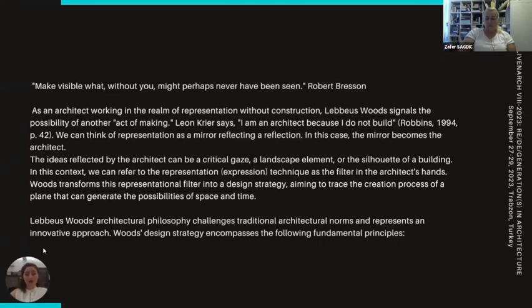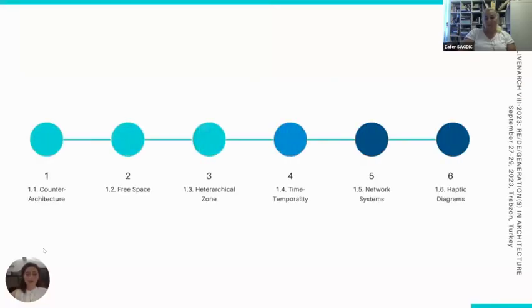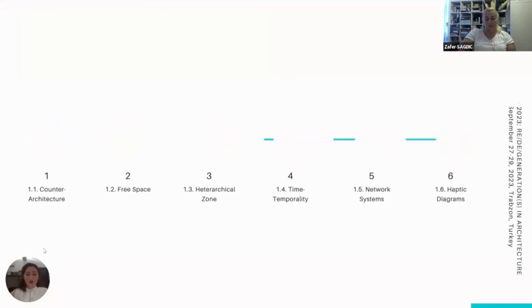Lebbeus' architectural philosophy challenges traditional architectural norms and represents an innovative approach, whose design strategy encompasses the following fundamental principles. These titles generally form the concept in Woods' works.